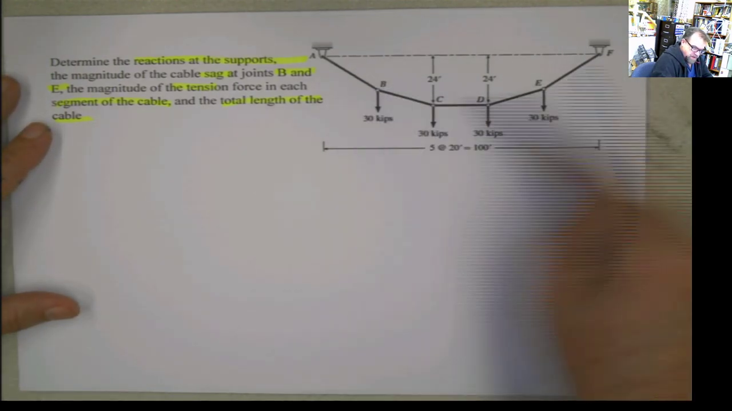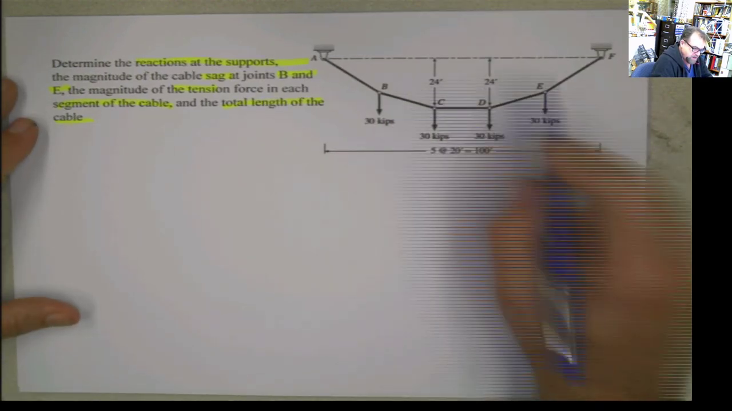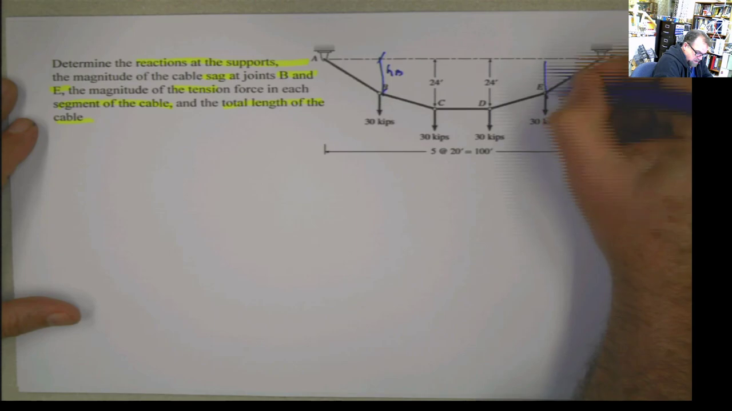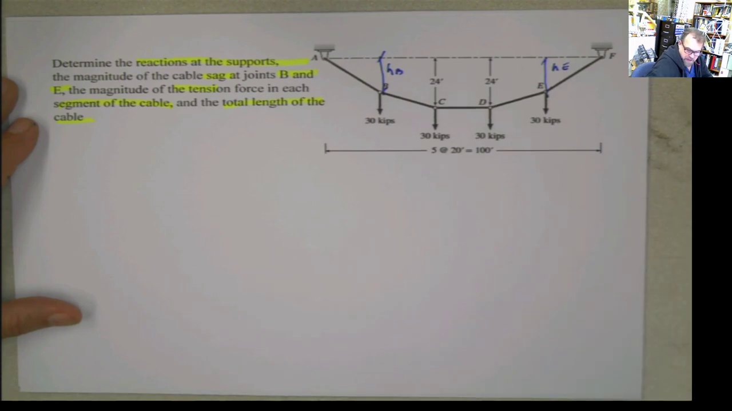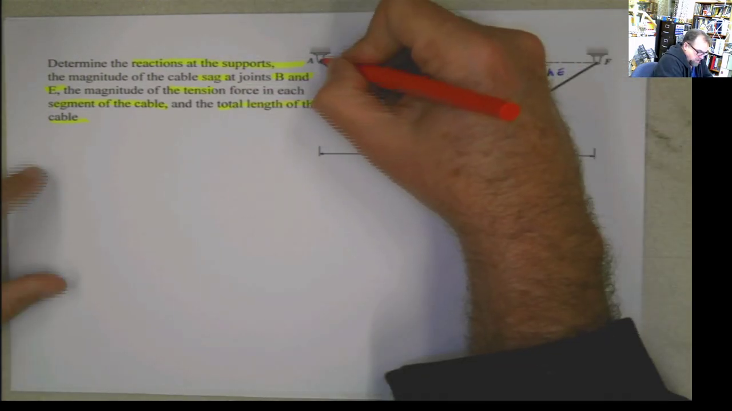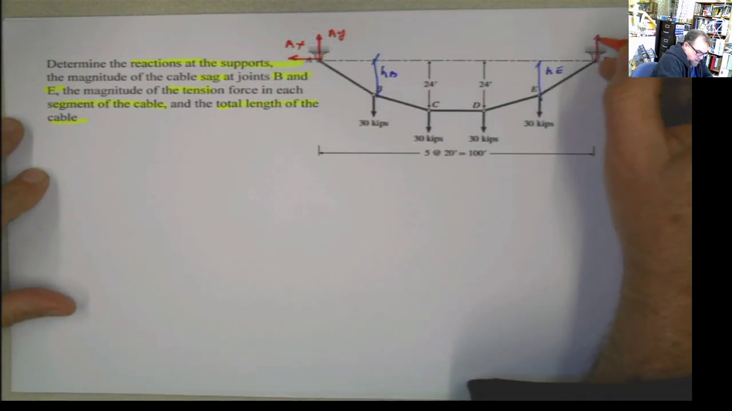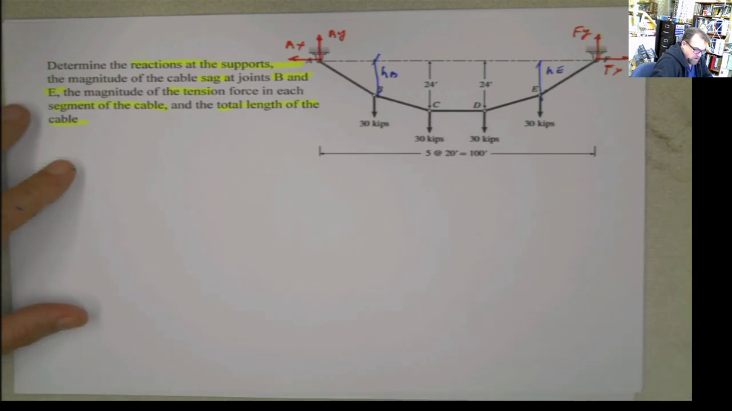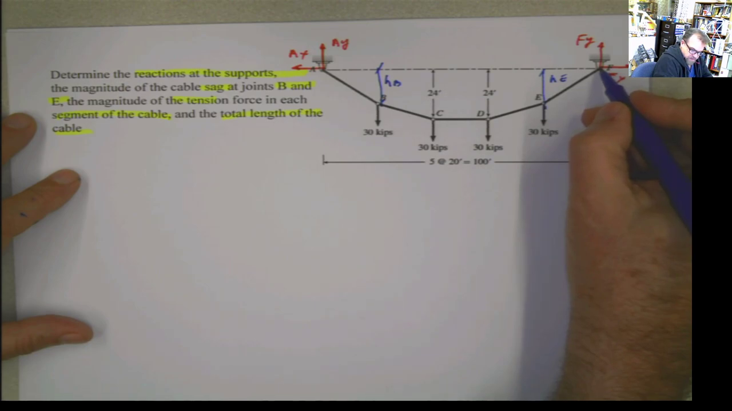Whenever you see this type of structure that is symmetric, and when I say symmetric, I'm talking about loads and geometry, both of them. These are our unknowns, by the way: H at B and H at E. So you can calculate the reactions. You know the reactions here, we have discussed that before. You're going to have AY and AX, and this is going to be FY and this is going to be FX. If I want to calculate the reactions, I can start by doing summation of forces, for example.